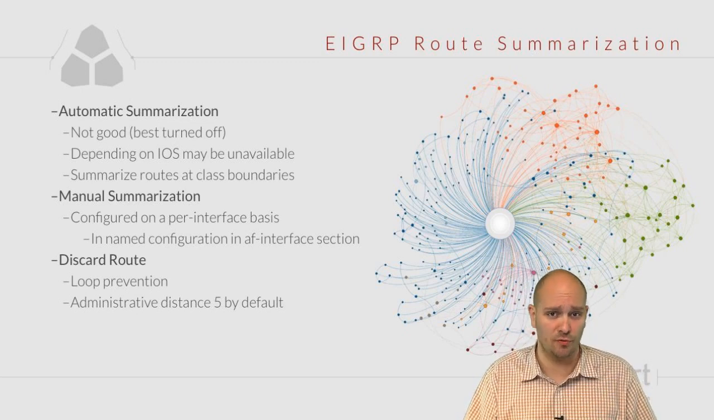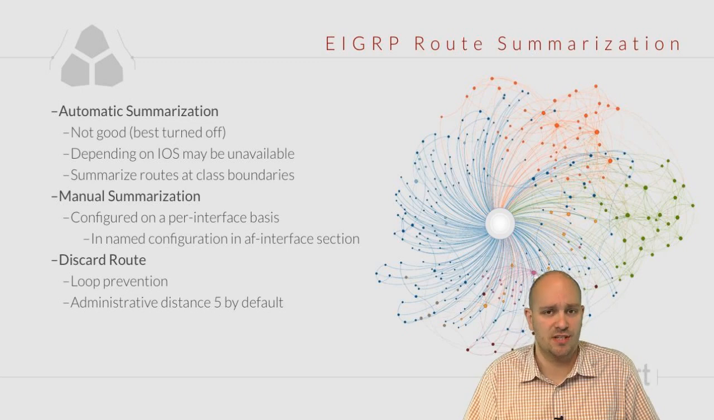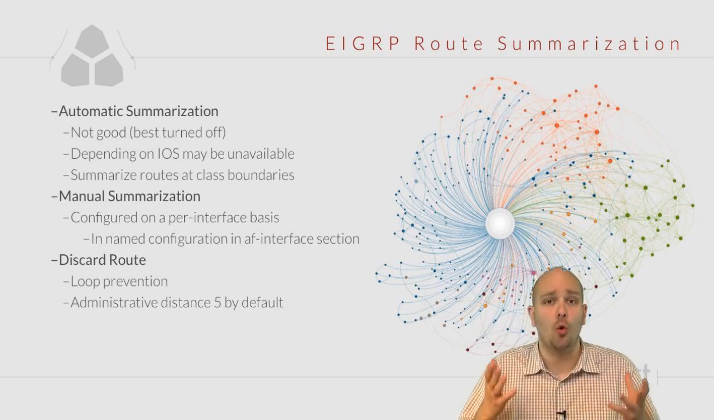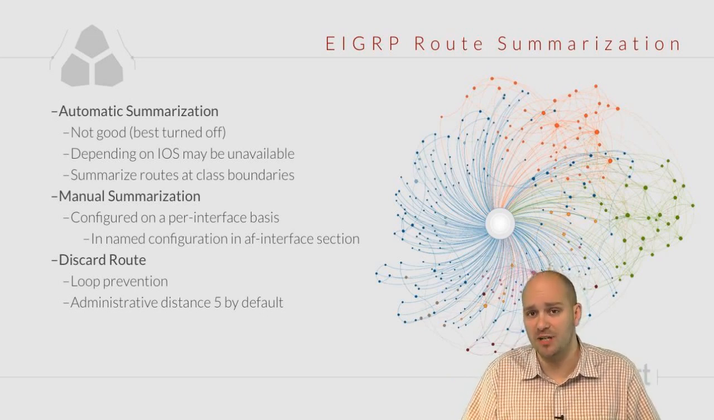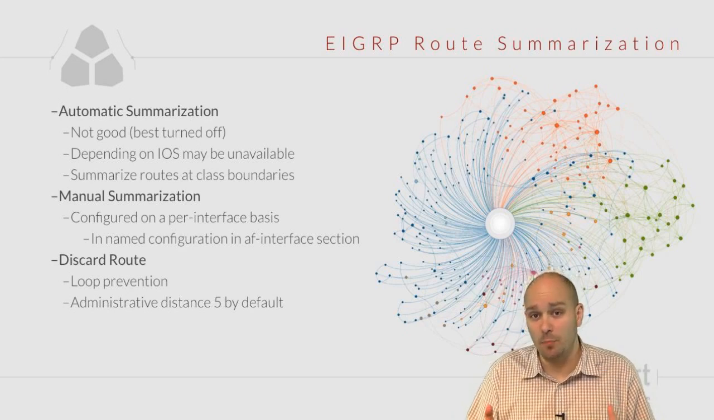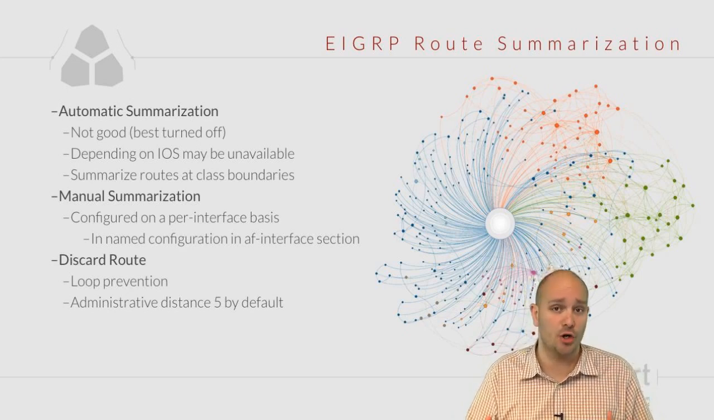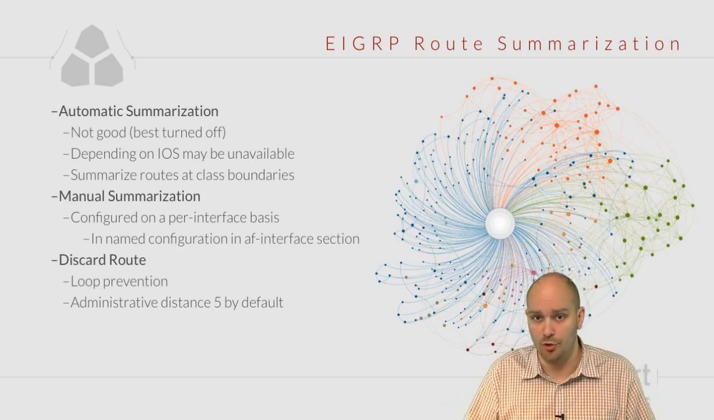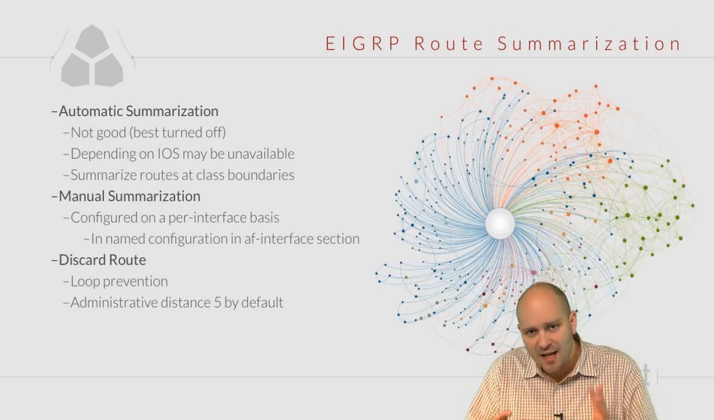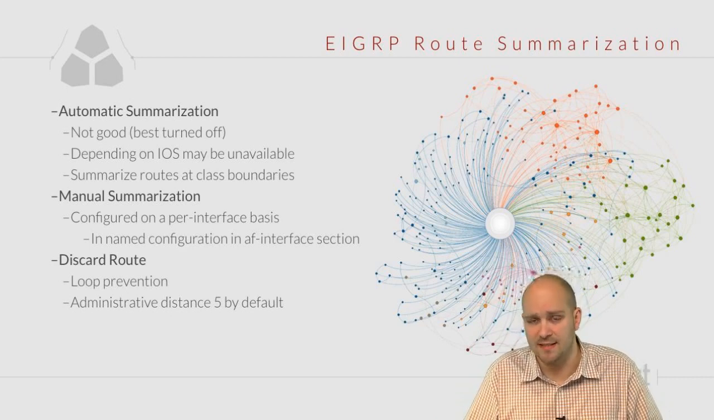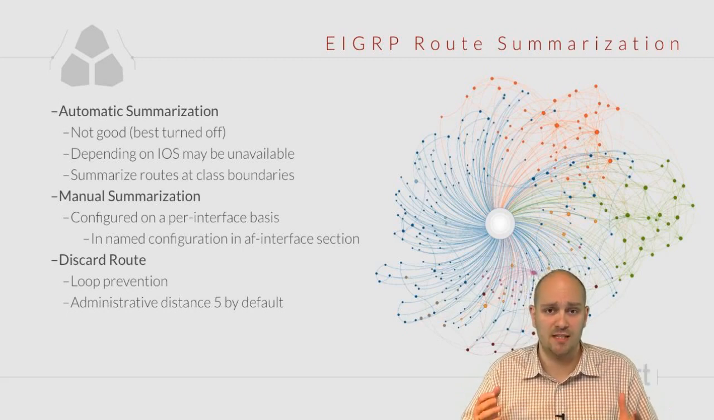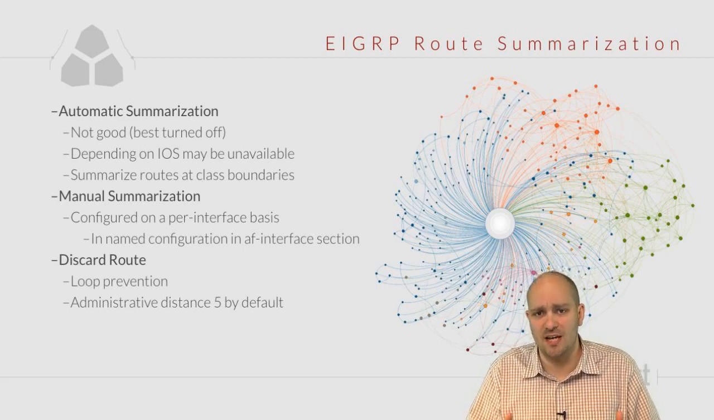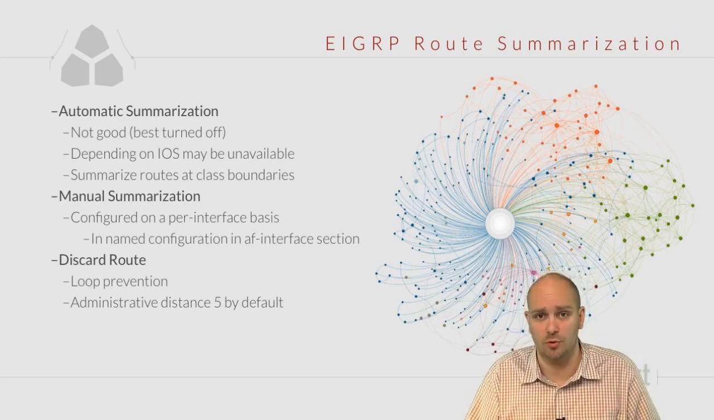A much more useful feature is the manual summarization of routes. Manual summarization is called manual because you have to explicitly configure what routes you want to summarize with what prefix. This is easily done, and depending on how you configured your EIGRP, whether you are using the traditional way of configuring it, what I like to call the numbered mode, or the new named mode of configuration, this summarization will be configured in two different places. If you are using the numbered mode, the summarization will be configured under the interface, and the syntax is very simple: ip summary-address eigrp, AS number, and the prefix that you want to summarize.